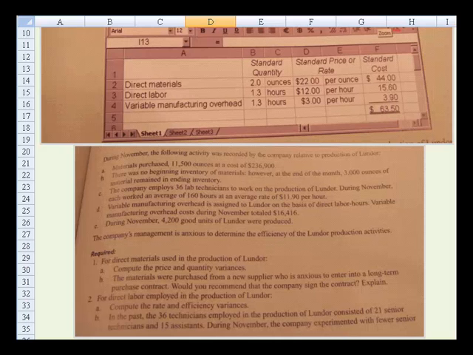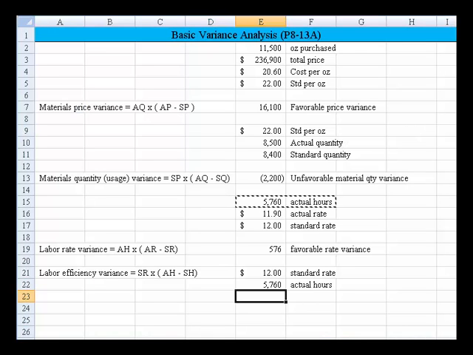To compute the standard hours, we know that we made 4,200 good units, and we're supposed to be using 1.3 hours per unit. So if we move over here and type in 4,200 units times 1.3, we come up with 5,460, and that's the standard hours allowed for the good units produced.